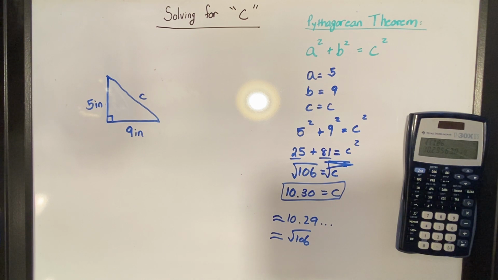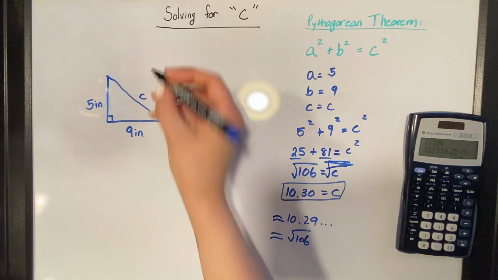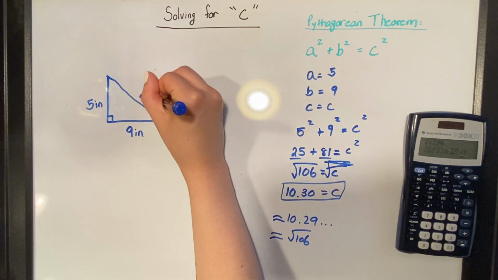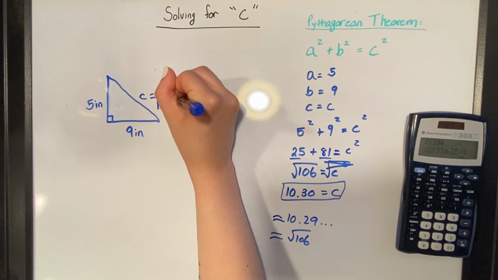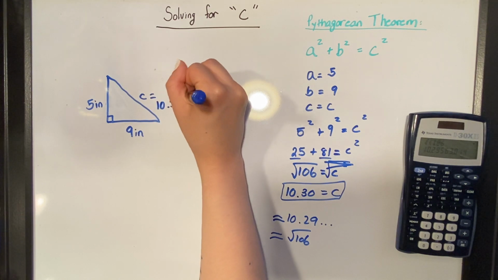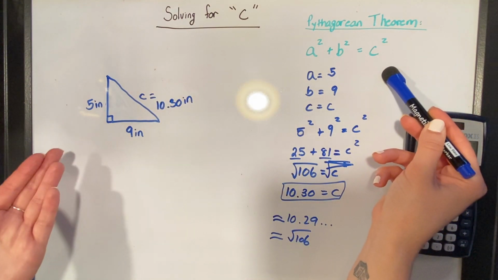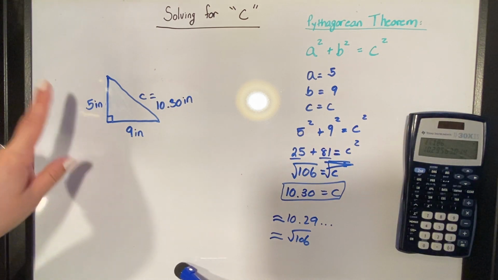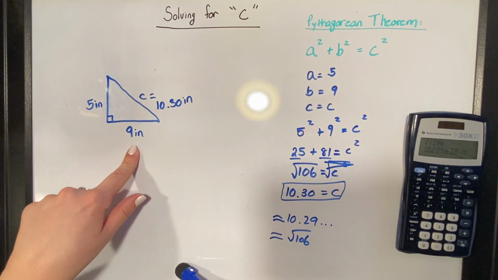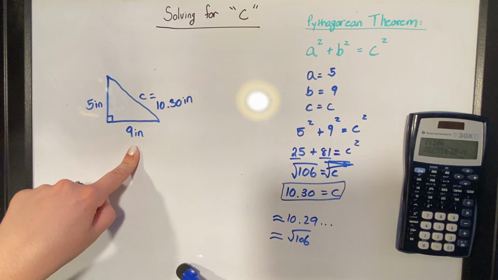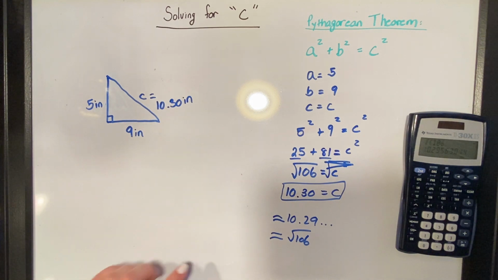So you will be doing a Desmos activity. I will give you about maybe 5 problems where you have to solve for C. Oh, by the way, this was 10.30, and we're doing inches. So using the Pythagorean theorem, we found that if you have a side that's 5 inches and another side that's 9 inches, well then the third side, the hypotenuse, is 10.30 inches. All right? If you have any questions, let me know.